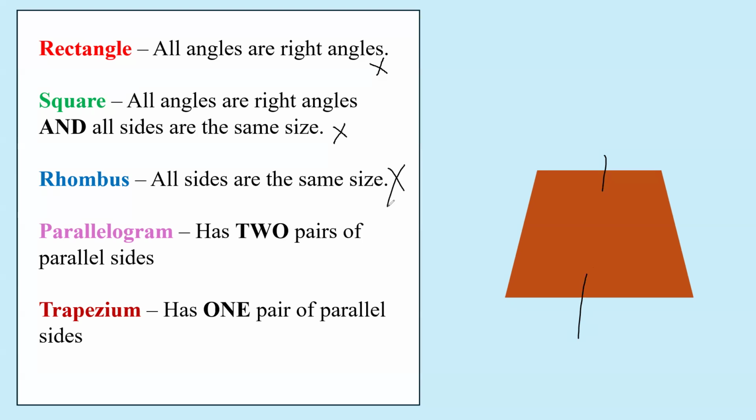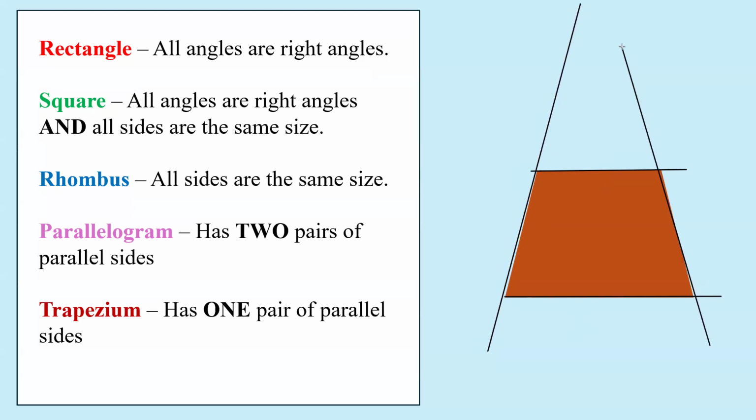Parallelogram, does it have two pairs of parallel sides? Let's take a look. Well, we know that the top and the bottom are parallel to each other. We can see that, can't we? The top here and the bottom here, those sides are parallel. However, the other sides on the left and right are not parallel to each other, because if we draw that straight black line, we can see that the gap or the space or the distance between them becomes more narrow as we go upwards and wider downwards. Okay, so they are not parallel to each other. So it has one pair of parallel sides and therefore must be a trapezium.